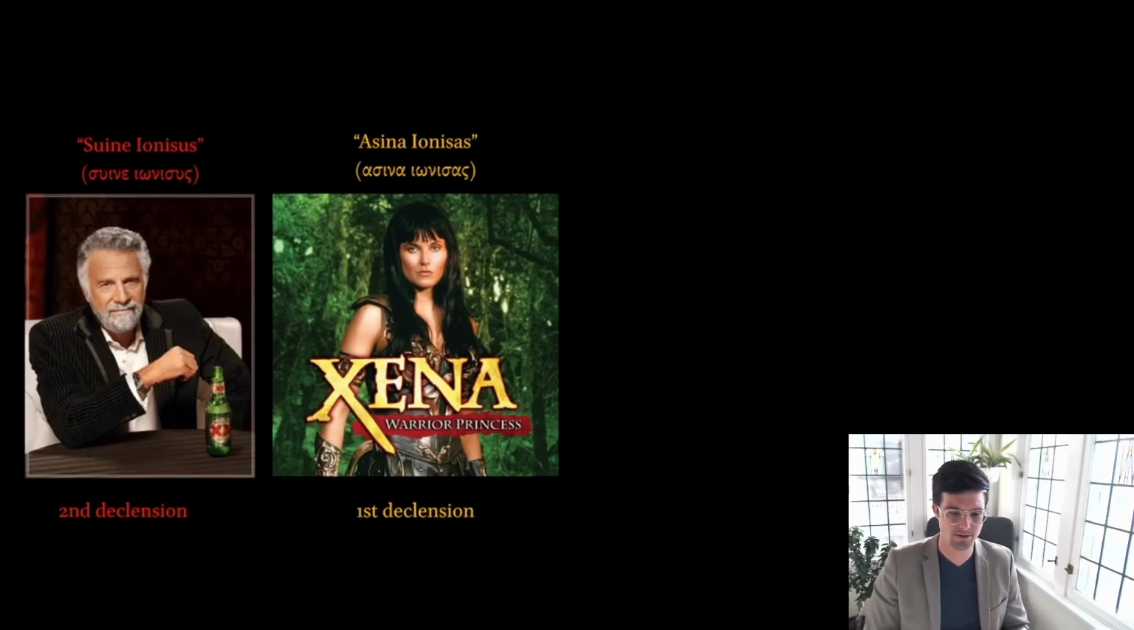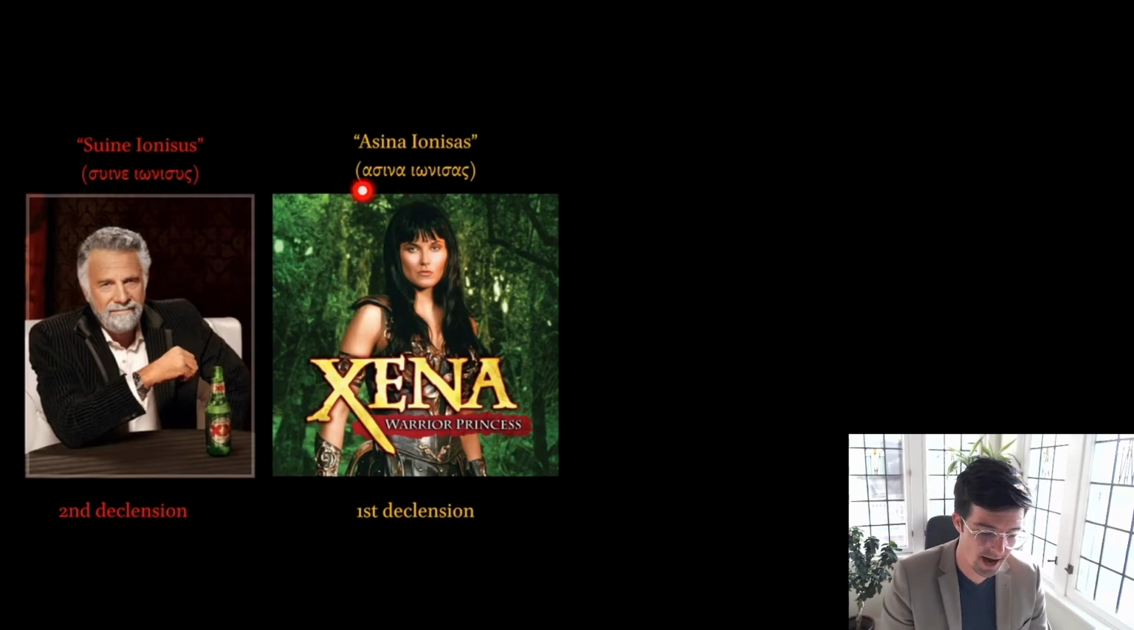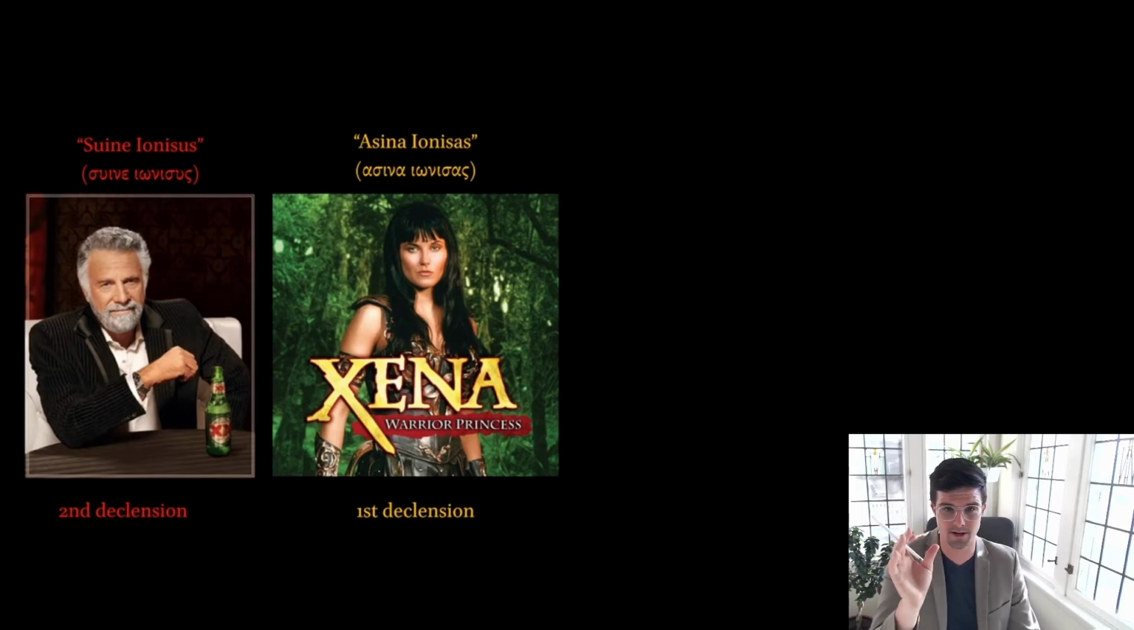And here I'm going to give you another mnemonic. So if you remember from the second declension, we have swain ionisus, roughly corresponding to the different endings of second declension nouns. We have asina ionisas, sorry, that one is always a mouthful for me, roughly corresponding to our first declension endings. Remember, these aren't one-to-one correspondences necessarily.